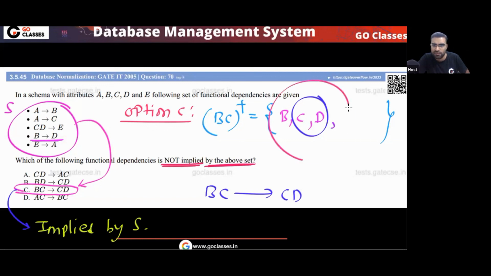So you can see from BC we got BCD. Now CD can give you E also. E can give you A also. What else? So yes, we got everything, right? Very simple. So I can say this option C is actually implied by S. The question is asking not implied. So the answer will be option B.